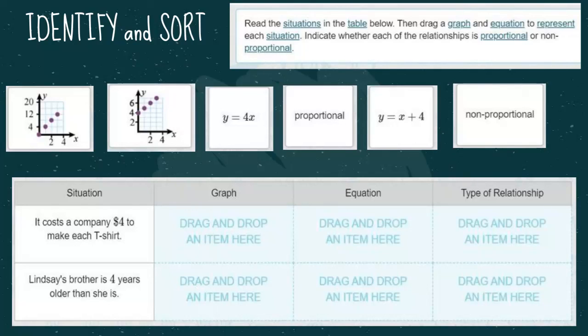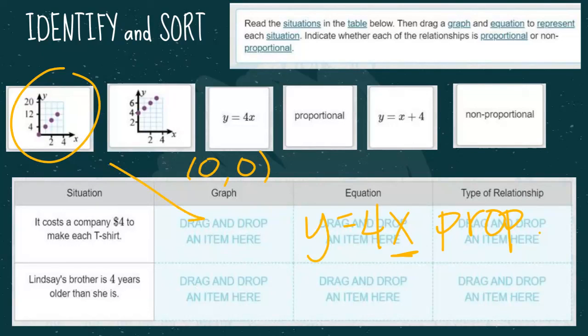So it cost a company $4 to make each t-shirt. Well, if I make 0 t-shirts, then it costs me 0 money. So that tells me off the bat, that's going to be in my graph, that's the origin. So I'm thinking that this has got to be proportional, which means my equation would be multiplicative. So it would be y equals 4x because it's $4 for each one t-shirt. And then I'm going to choose this proportional graph to arrow over here.